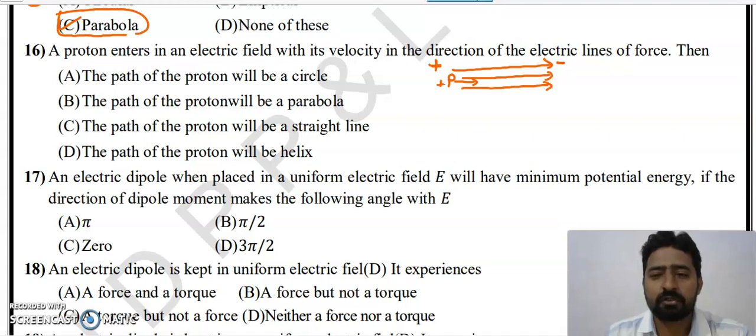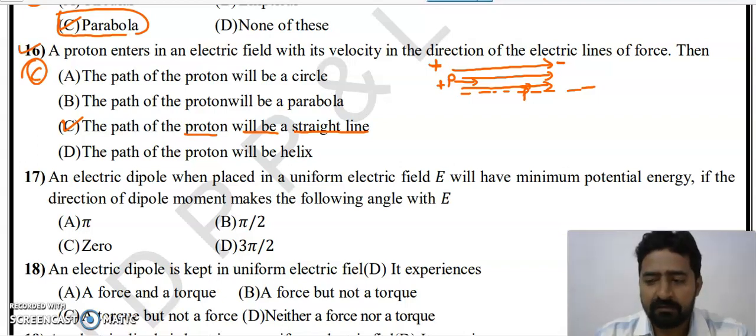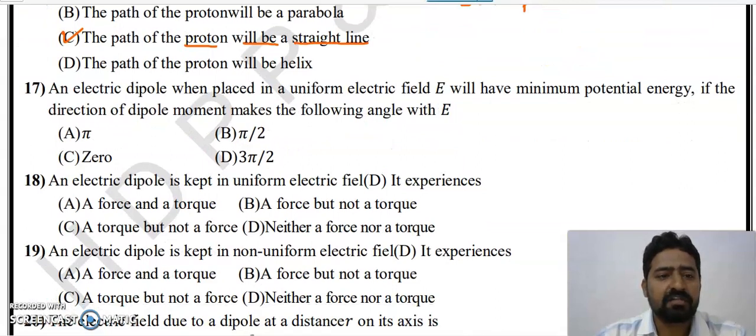The proton is a positive charge. What happens? It will be repulsive. So this proton is moving in what? In a straight direction. Okay, so which is the right answer? The path of the proton will be what? A straight line. That is, option C is the right answer for the 16th question. So now let's move to the 17th question.